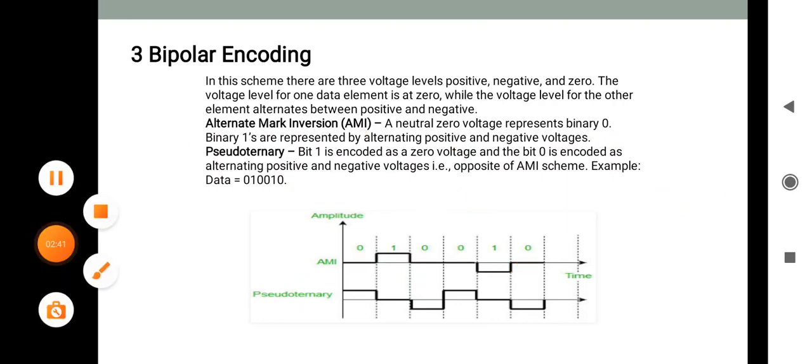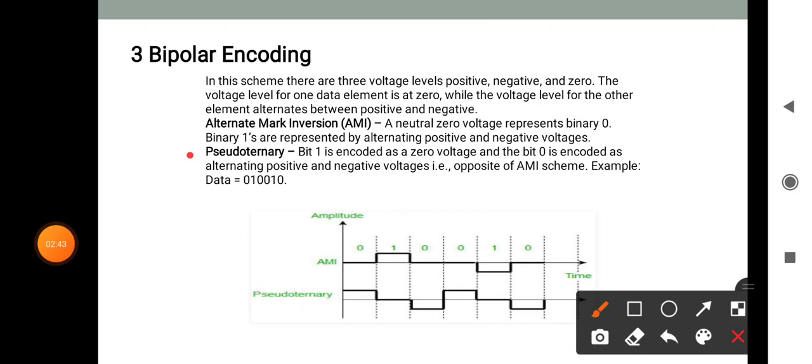Then second is pseudo-ternary. Here is the rule for pseudo-ternary: bit 1 is encoded as 0 voltage, and bit 0 is encoded as alternating positive and negative voltage. That means it is exactly opposite to the AMI scheme. In AMI we have already seen 0 represented as 0 and 1 represented as positive and negative alternately.